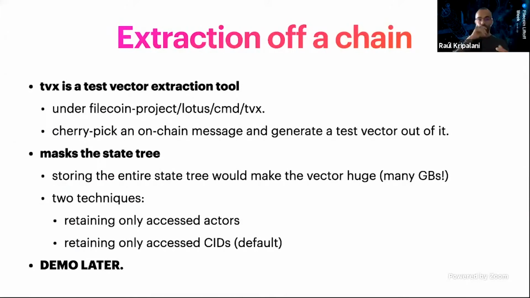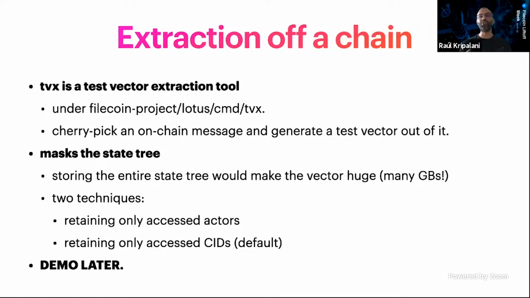Another way of creating vectors, as I said earlier, is to extract them off a real chain. For this, we have a tool called TVX. This is the test vector extraction tool, and it lives under the Lotus repo, under that directory. So in case you're curious, you can take a look. It allows us to basically cherry pick a message from the chain and generate a test vector out of it. And it does some interesting things.